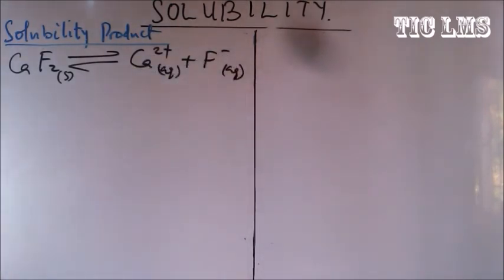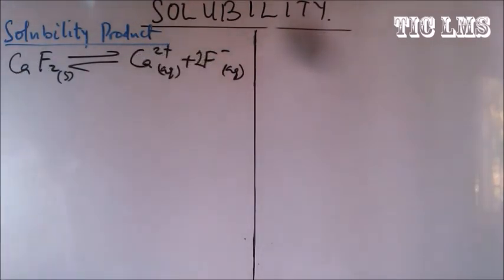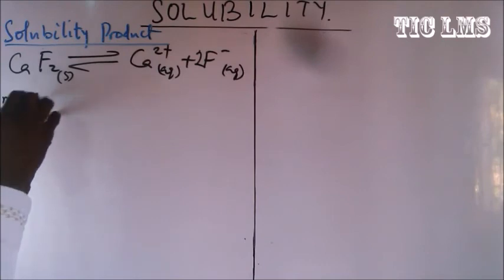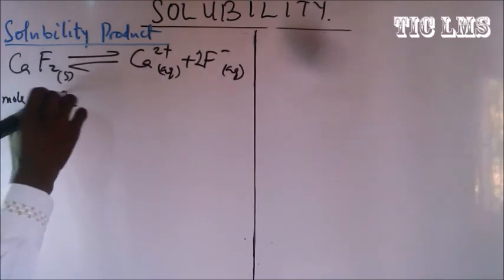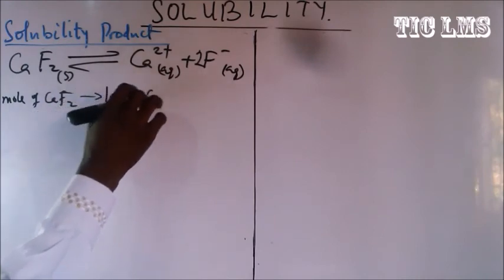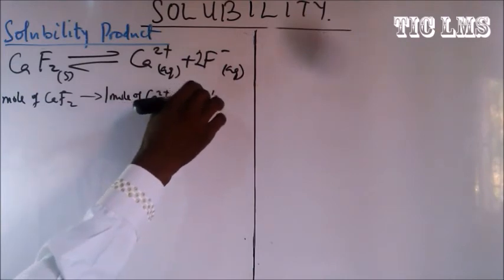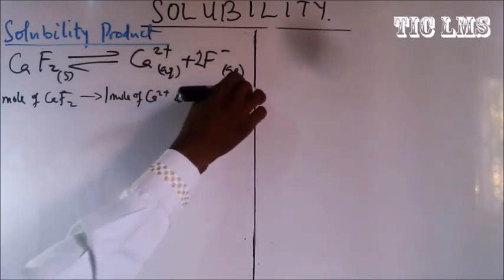We need to balance this equation. We have 2 atoms of fluorine here, but we have 1 over here. So we have 2, which we place here. So the difference in this particular question is how do we calculate the solubility product constant when we have 2 moles. This means that 1 mole of calcium fluoride will yield 1 mole of calcium ion and 2 moles of fluorine ion.